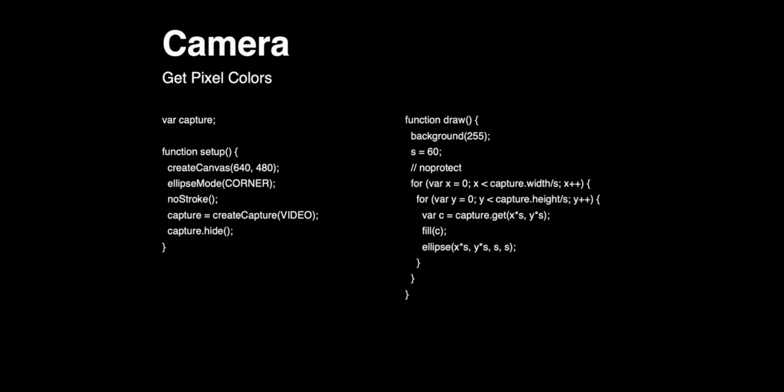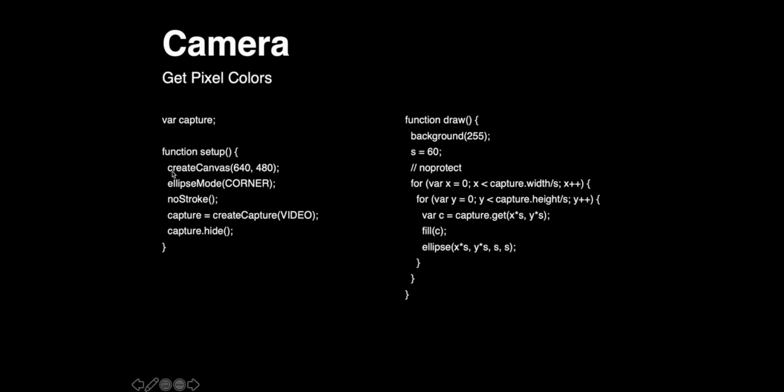Okay, so if we wanted to play around with the actual values of each pixel, just like what we did with images, we can do that too. So why don't we analyze maybe not every pixel, but a few of the pixels and loop through them, and then get the color value for those pixels and display them in ellipses. So let's play around with that.